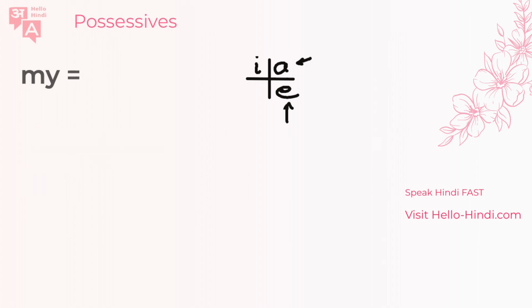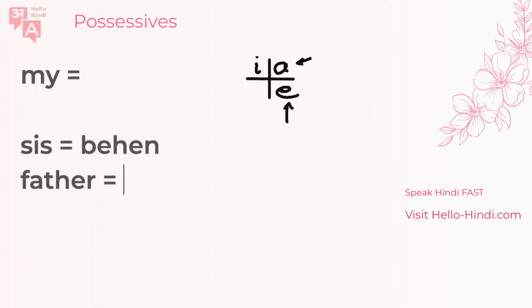So let's try one more time. How can you say my sister? The word for sister is behen. How can you say my father? The word for father is pita. How can you say my car? The word for car is gadi. Of course, if you don't know the gender of gadi, you want to guess it's the feminine gender because it kind of ends in the E. So you will assume it's the feminine gender, and then you can say these parts.